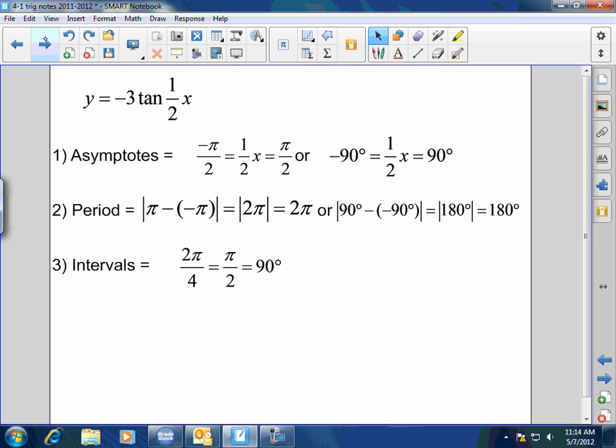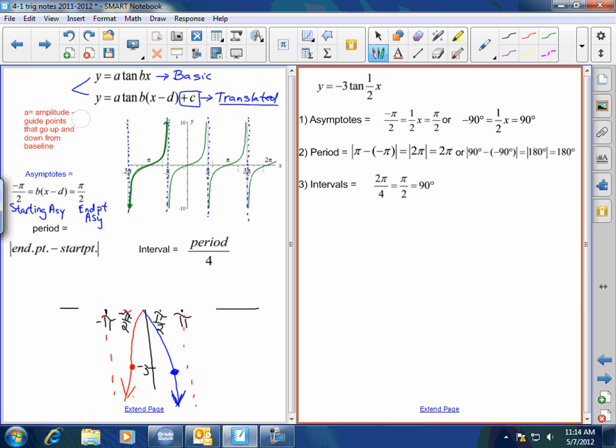Okay. Let us continue. Now, let's see how we do this. I got y equals -3 times the tangent of 1/2 x. Let's first go through it real quick and then I'll let you. So, first thing I want to do is check out my asymptote. What is my asymptote going to be? Well, I'll split screen it just in case.